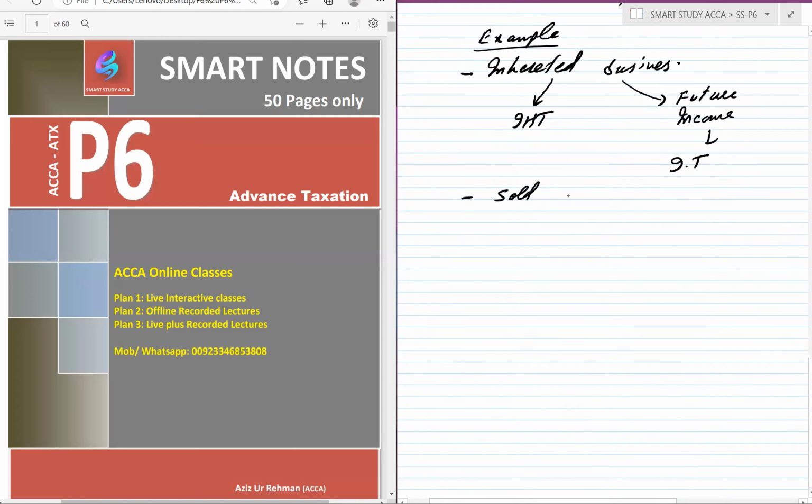Another example: you have sold your house and started a business. In this case, you have sold a non-current asset, so you are going to pay capital gains tax. And now you have started your business with the money received from the disposal of the house. Now you are going to earn income from the business and you are going to pay income tax.